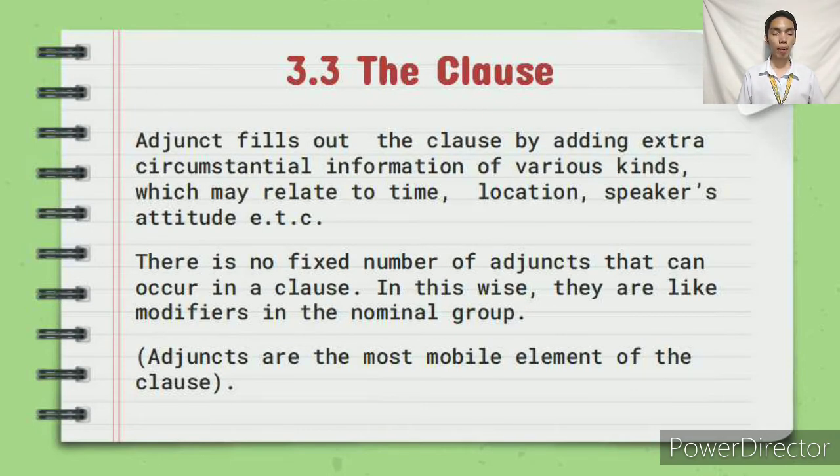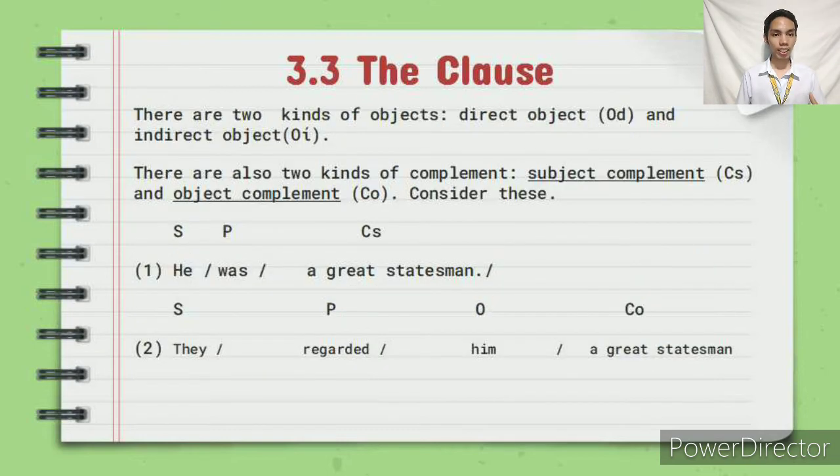Adjunct fills out the clause by adding extra circumstantial information of various kinds, which may relate to time, location, speaker's attitude, and so on. There is no fixed number of adjuncts that can occur in a clause. In this wise, they are like modifiers in the nominal group. Okay, so adjuncts can be not essential. So they are like modifiers in the noun phrase or in the nominal group. So adjuncts are the most mobile element of the clause. That is, they can be put anywhere in the sentence. It's still the clause.